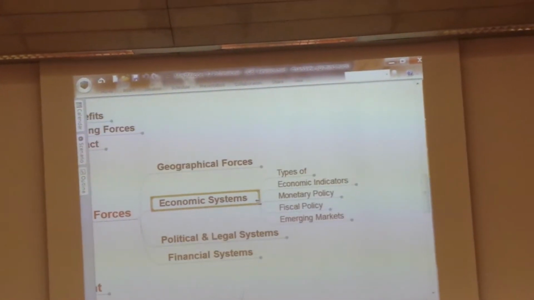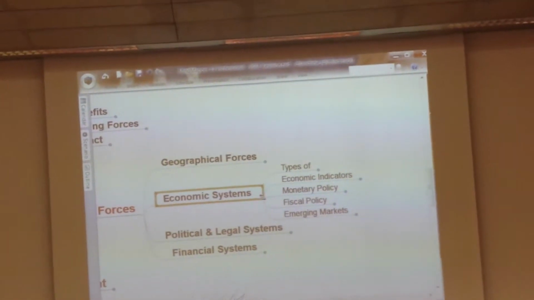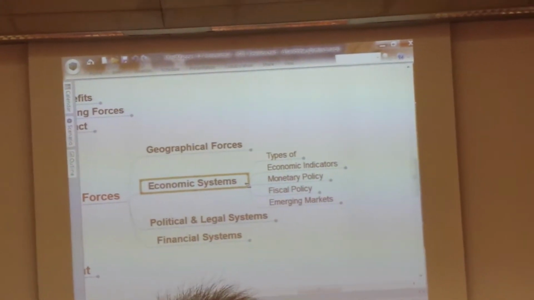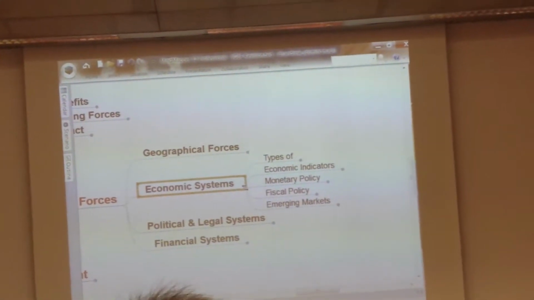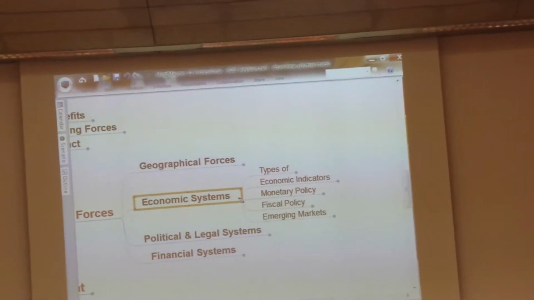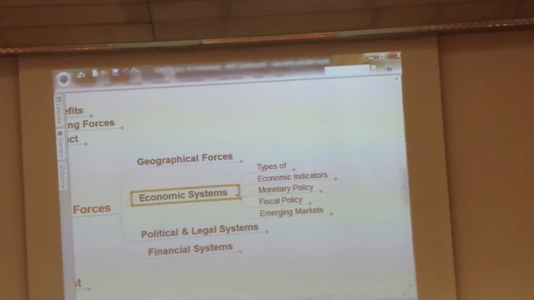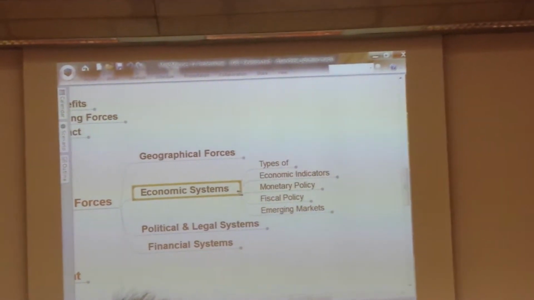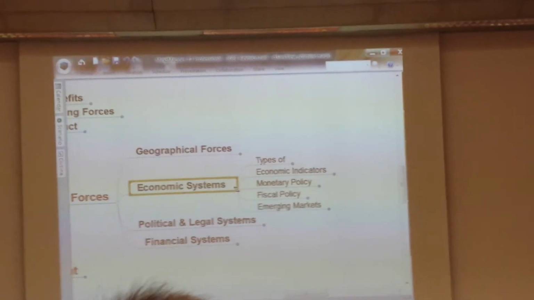Economic systems. You need to tell me different types of economic systems. You guys know, right? Centrally planned economy, mixed market economy, roughly. Okay? You know that? Then we move on to economic indicators.